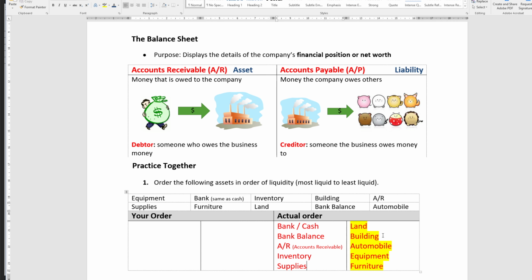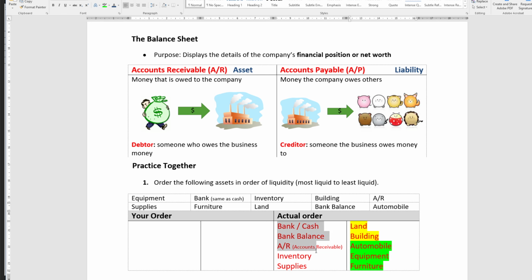The next bits, land and building. These two go together, and then these three, I should highlight them in a different color, go together. So in the yellow, land and building are after these 5 things, but it doesn't matter whether you put building first or land first. But these 3 things here, automobile, equipment, and furniture, these 3 things must be last, but the order between the 3 does not matter. So if you had furniture, equipment, automobile, that's fine. As long as these 3 things are last, it's okay.